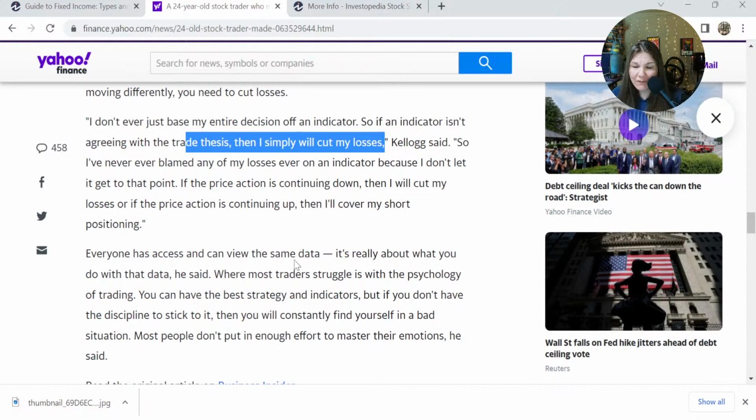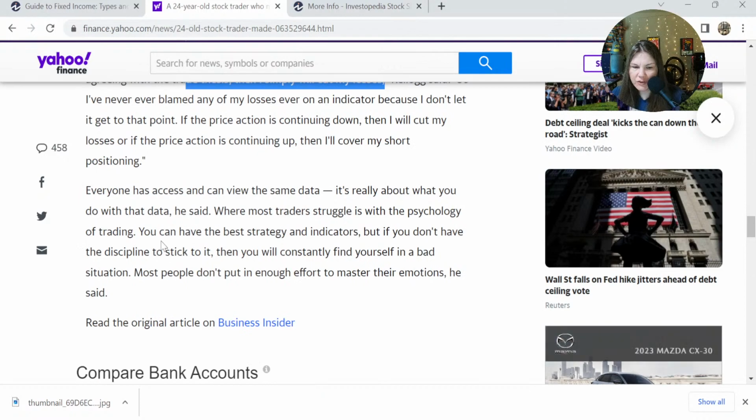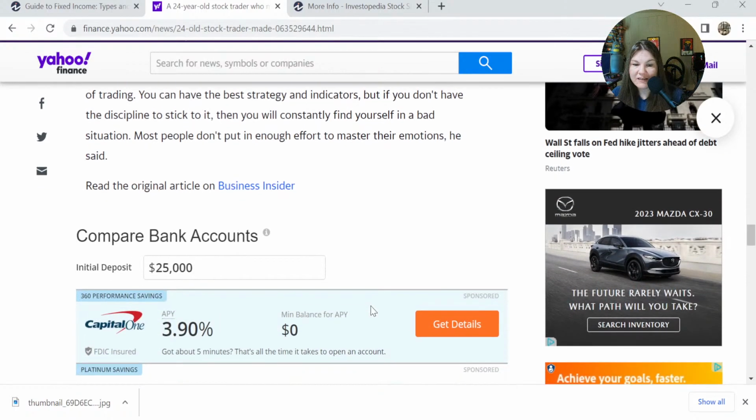"Everyone has access and can view the same data. It's really about what you want to do with the data," he said. "Where most traders struggle is with the psychology of trading. You can have the best strategy and indicators, but if you don't have the discipline to stick with it, then you will constantly find yourself in a bad situation. Most people don't put in enough effort to master their emotions," he said.